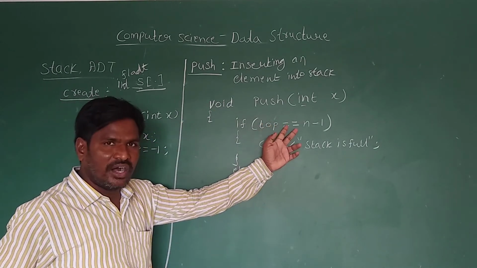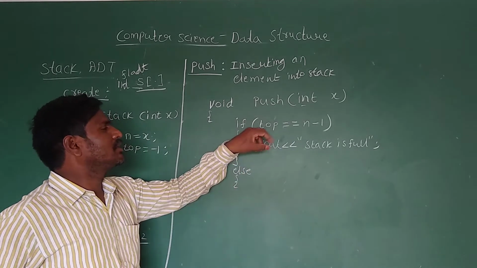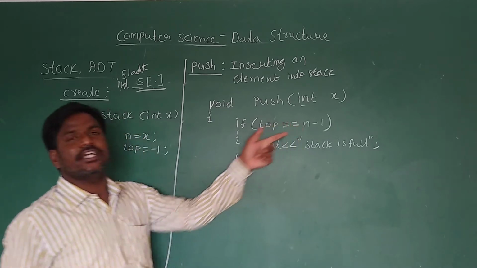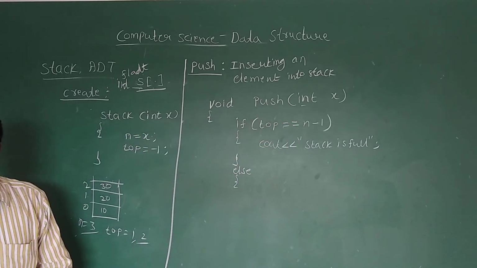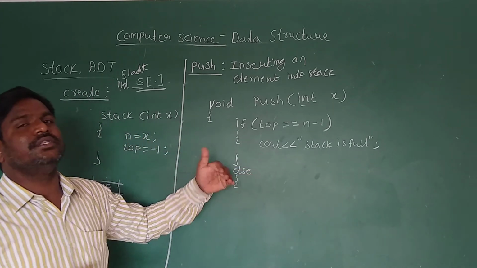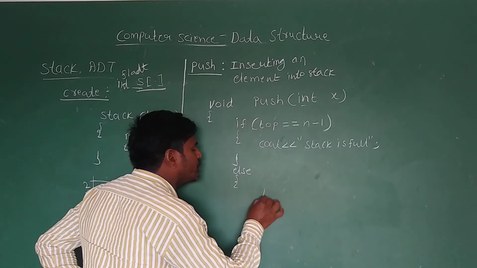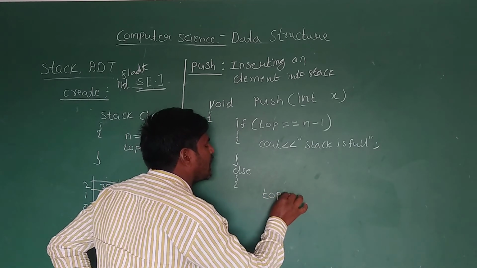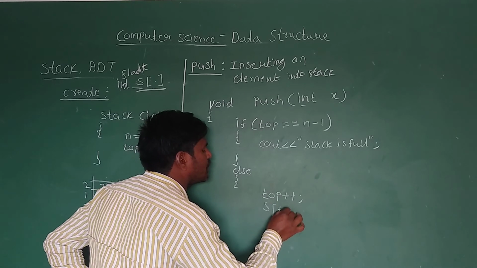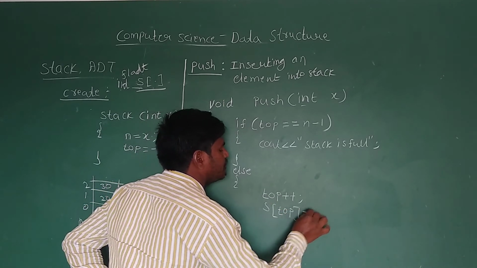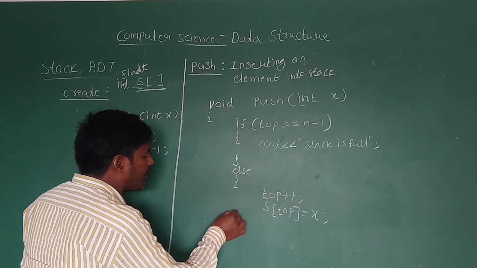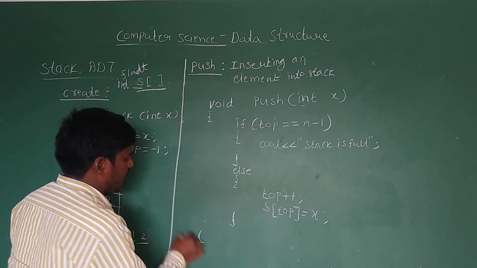If this condition is false, you can say that top value is not equal to size minus 1. If it is not equal to size minus 1, it is less than size minus 1. If it is less than size minus 1, we can say that there is an empty space. What do we do? We increment the top value and insert the element at the new top position. So first we place the increment operation, then the else close.